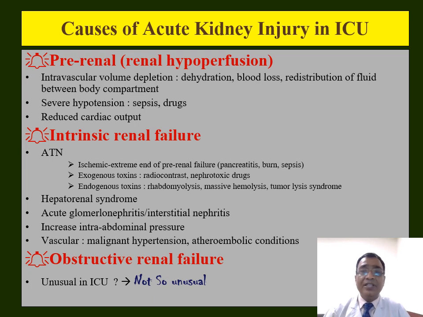Causes of acute kidney injury in ICU are classically divided into three categories. One, prerenal, that is the most important cause of acute kidney injury in ICU, intrinsic renal failure and obstructive renal failure. Initially, it was considered to be unusual in ICU. Now, these days, we found it is not so unusual.